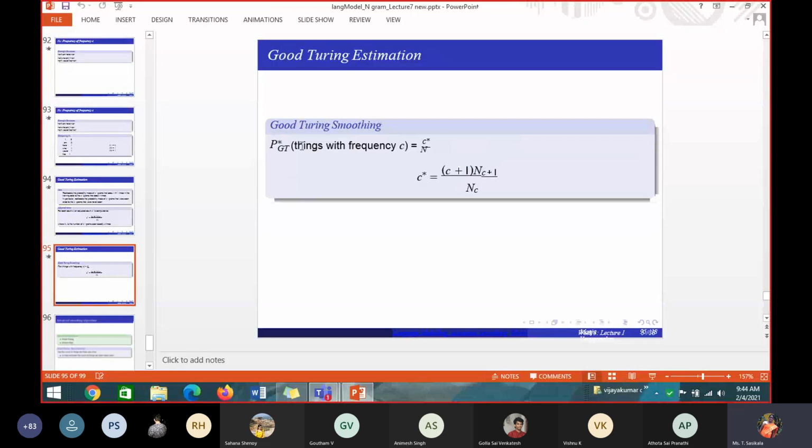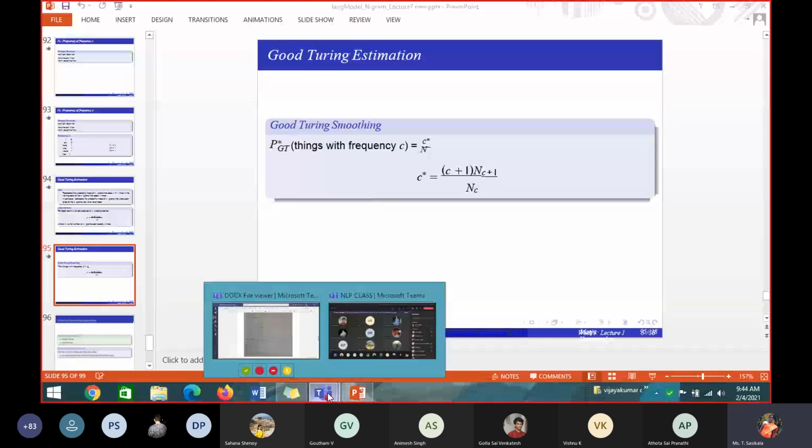So from this, P star, things with the frequency C, is equal to C star divided by N. N is the total number of words present in the corpus. Please make a note. After calculating C star, you have to find the probability. After finding C star, if you divide by N, that will give the probability. If they ask for C star count or probability, accordingly you can do it. So now we'll take one example. I'll solve it and tell you.